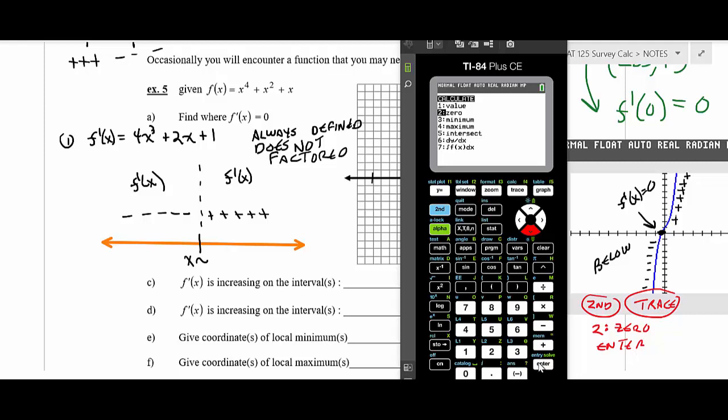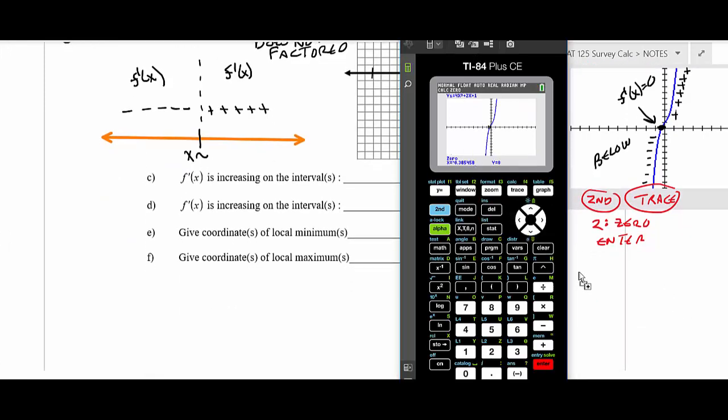All right, so I'm going to press enter, and then I'm going to do a left bound. So I'm going to get to the left of where that x-intercept is, and press enter. Then right bound: I'm going to use the right cursor key, get to the right of it, press enter. When it says guess, press enter. Now it's going to give us the point where the derivative is 0. Okay, so I'm going to slide this over here.